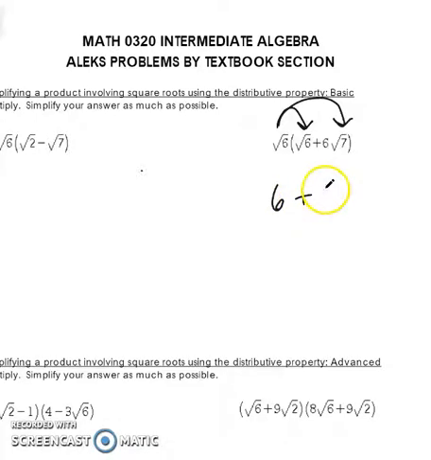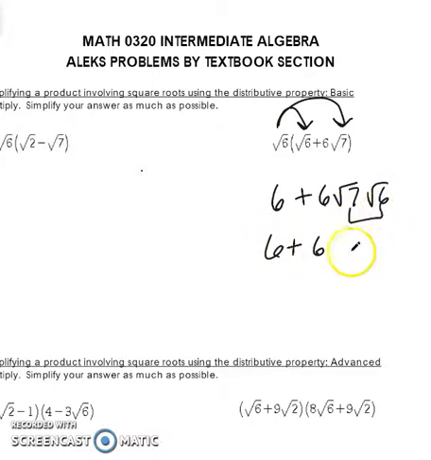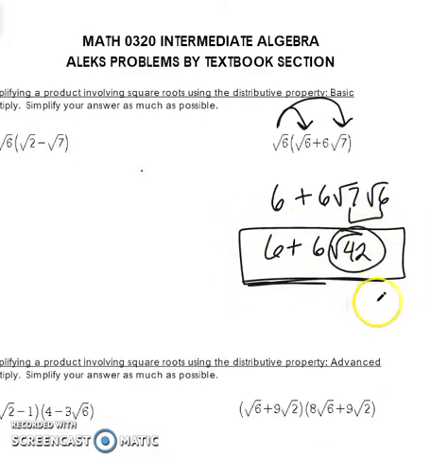Well, it's going to be what? 6 root 7, and you're going to have that root 6 as well. So you're going to get 6 plus 6 root 42. And as we just learned, root 42 is what it is, so we got to leave that guy alone. And this is our final answer, because root 42, you can't break that up into any perfect squares. You're done.